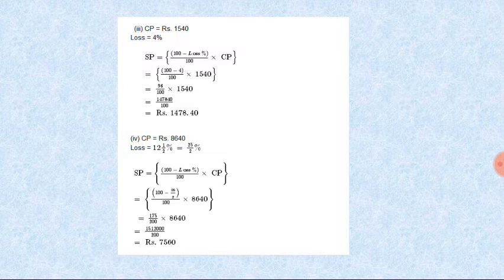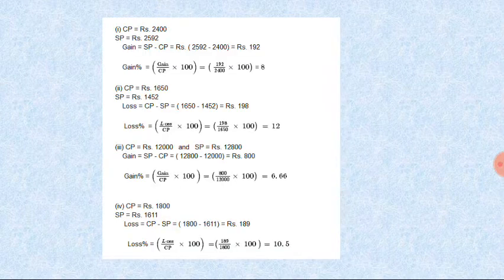Cost price is equal to rupees 8,640. Loss is equal to 12 1 by 2%, so converted into improper fraction, 25 by 2%. Selling price is equal to 100 minus loss percentage by 100 into CP. So loss percentage value 25 by 2. So 175 by 200 into 8,640. So 15 lakhs 12,000 divided by 200. This is a cancel. We get a value 7,560.